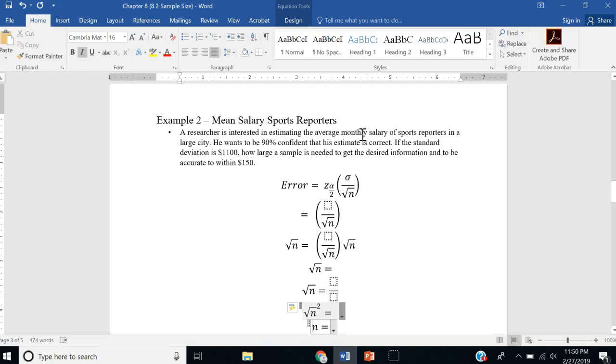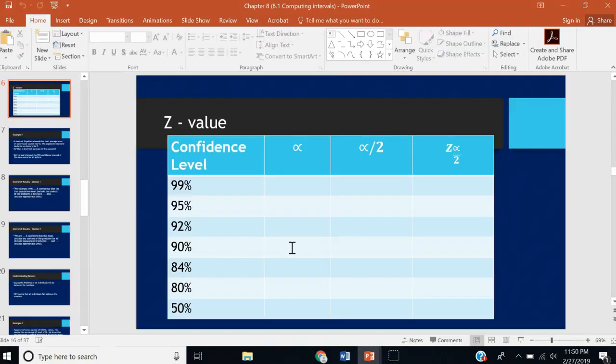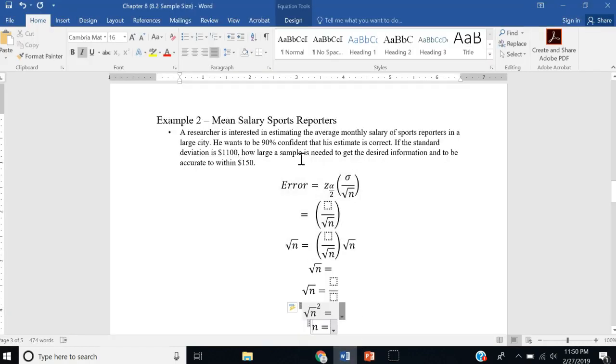All right, so let me go through this. Hopefully you read it. Hopefully you did the whole thing. He wants to be 90% confident. Now 90% confident, again, go back to that table. 90% confident meant that 10% chance I have it wrong, 5% chance I have it wrong on the left, and 5% on the right. So alpha over 2 is 0.05. And if I do inverse normal of 0.05, that came out to 1.64. So 90% confidence means my z-value is 1.64.